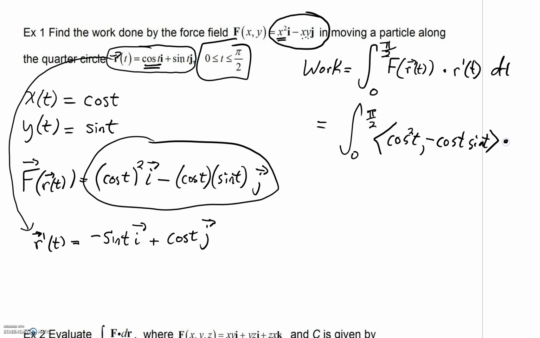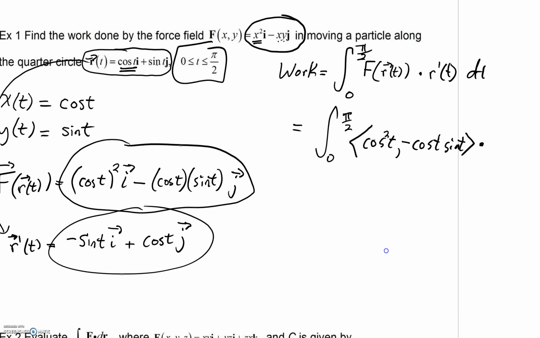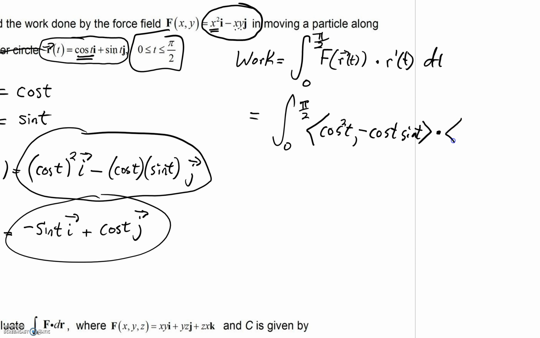But I'm going to have the dot product with r prime. Now r prime, I can write it out in this bracket notation. We could say that's negative sine of t, cosine of t, rather than write it out in terms of i's and j's. Okay? So guess what you have to do? You've got to work out your dot product. And I hope you remember that.